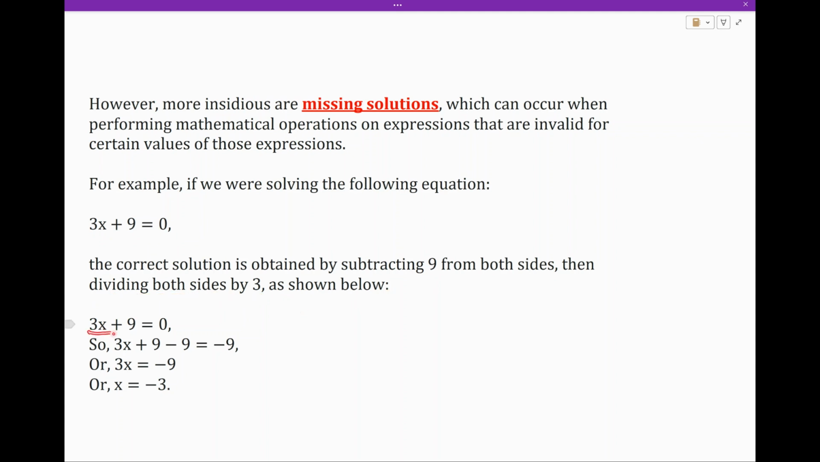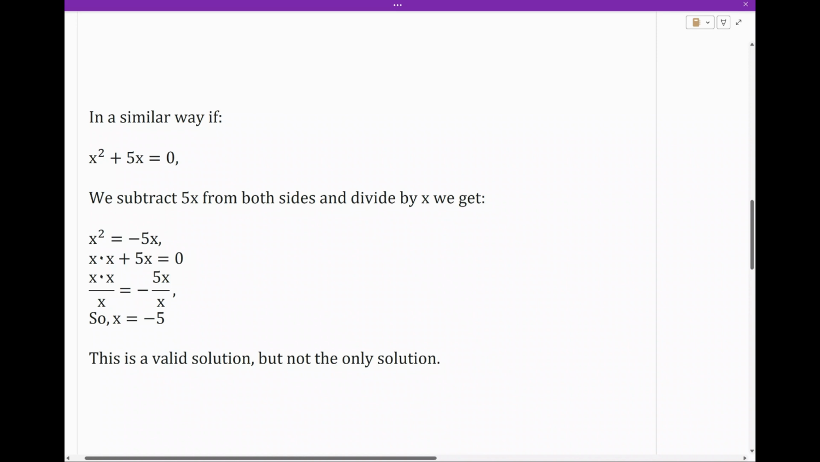3x plus 9 is equal to 0, and we subtract 9 from both sides to get 3x is equal to minus 9. Therefore, by dividing by 3, we get x is equal to minus 3.